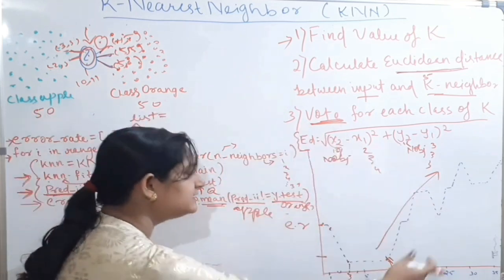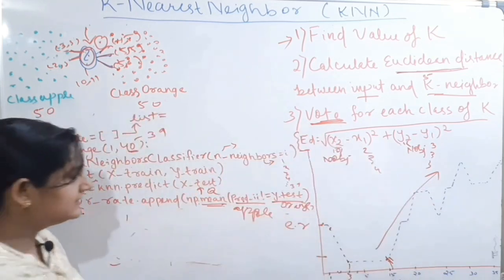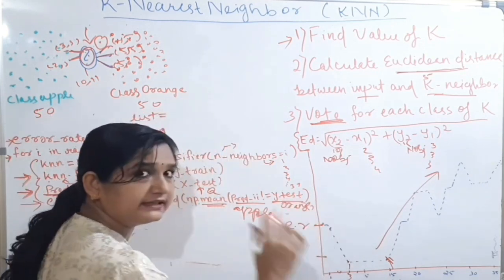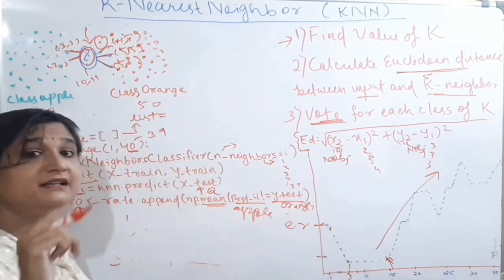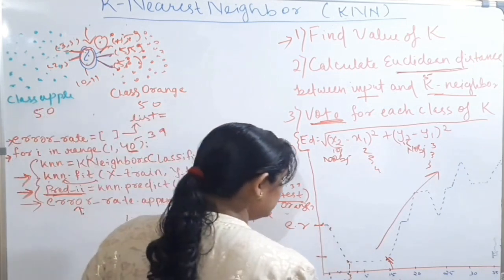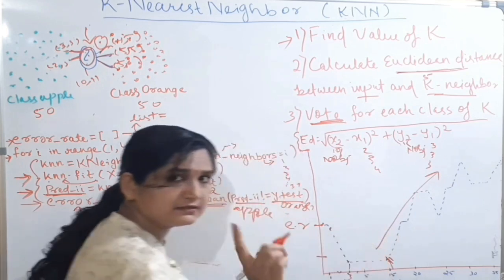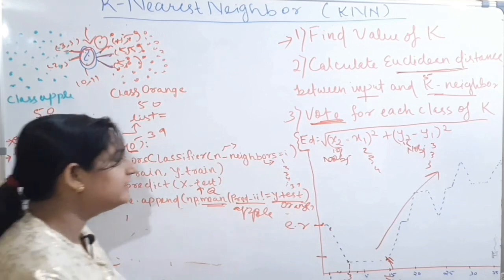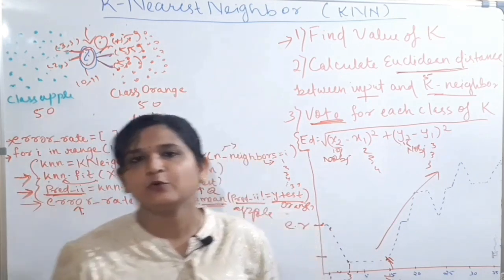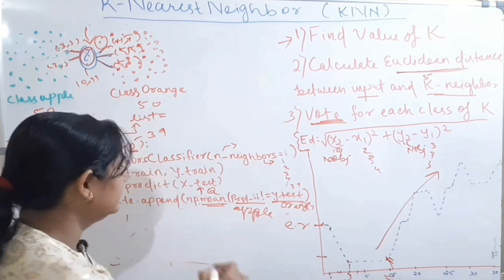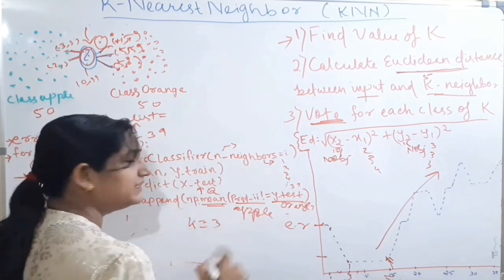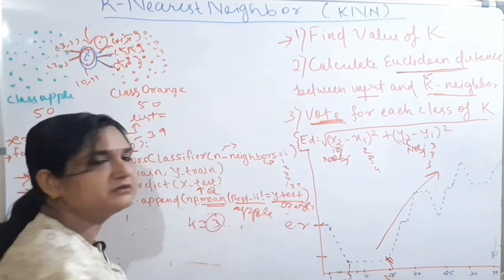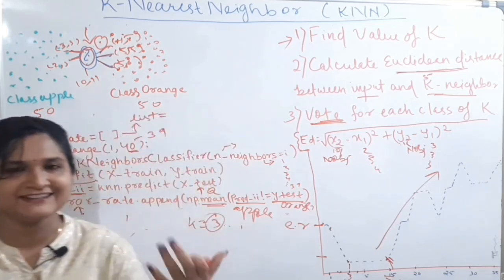So by visualizing the graph, you can see that the error rate is more when k is equal to 1. The error rate is also more when k is equal to 2, but the error rate is minimum when k is equal to 3, and it remains minimum until 15 or 16. So by visualizing the graph, you can know what k value to keep. I can keep my k value 3, or up to 15. The minimum is 3 and the maximum is 15 or 16 that I can keep.